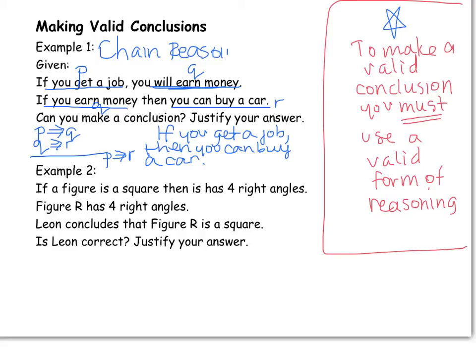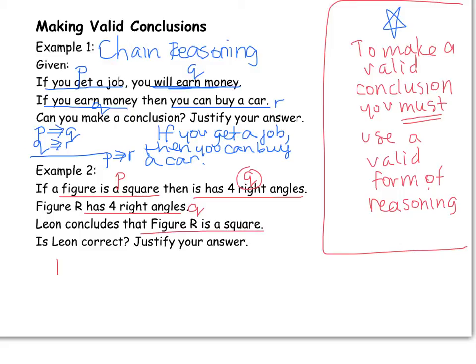In our second example, we have if a figure is a square, then it has 4 right angles. So I'm going to label a figure is a square as P, and the figure has 4 right angles as Q. We are now told that figure R has 4 right angles. Well, has 4 right angles already has a letter label. It's Q. The question is Leon allowed to conclude that figure R is a square?